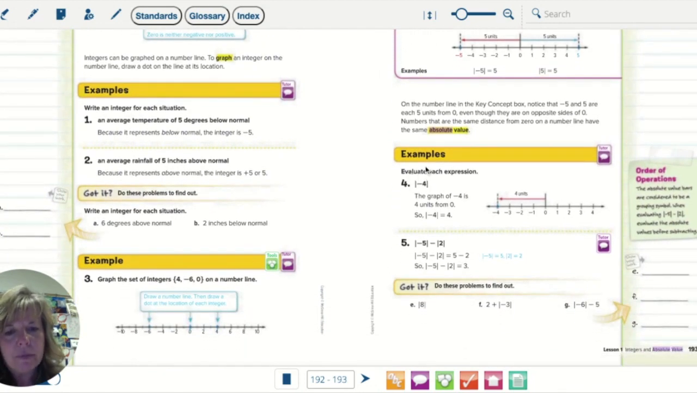Evaluate, which means to solve each expression. So some might look at that and go, what question are they asking? They're asking by noticing those bars on either side of the number. That means they want to know the absolute value of -4. So we go to the number line, we travel from 0, 1, 2, 3, 4. So it is 4 units. The absolute value of -4 is +4.